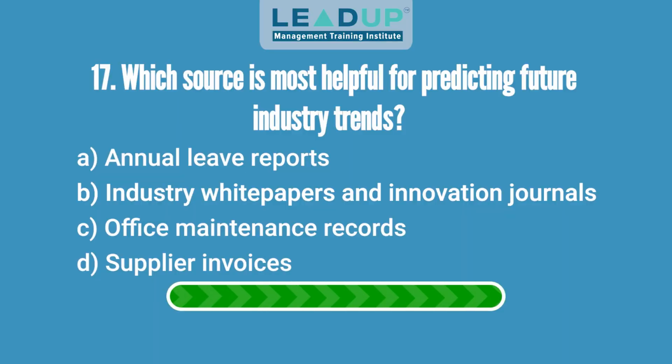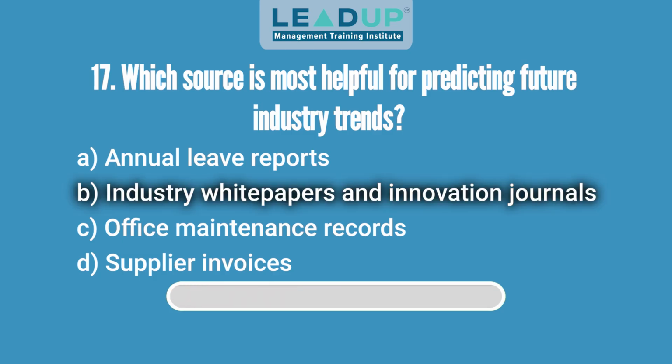Question 17. Which source is most helpful for predicting future industry trends? A. Annual leave reports. B. Industry white papers and innovation journals. C. Office maintenance records. And D. Supplier invoices. Answer: industry white papers and innovation journals.